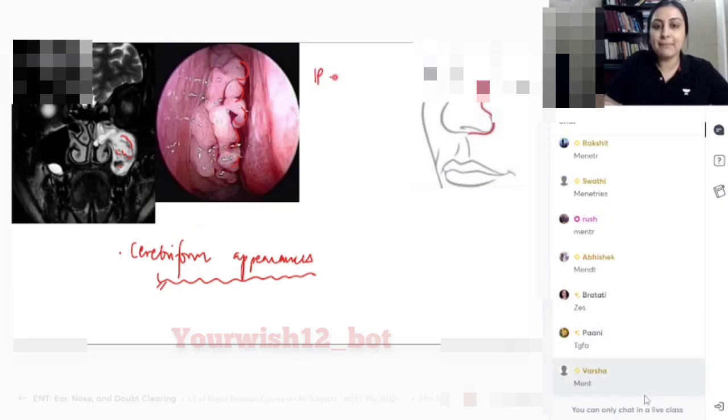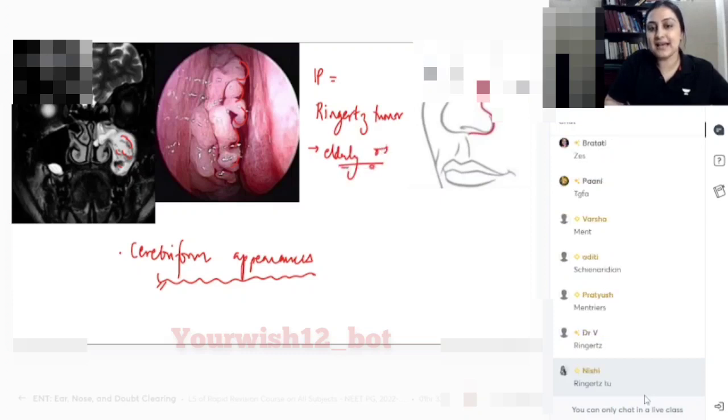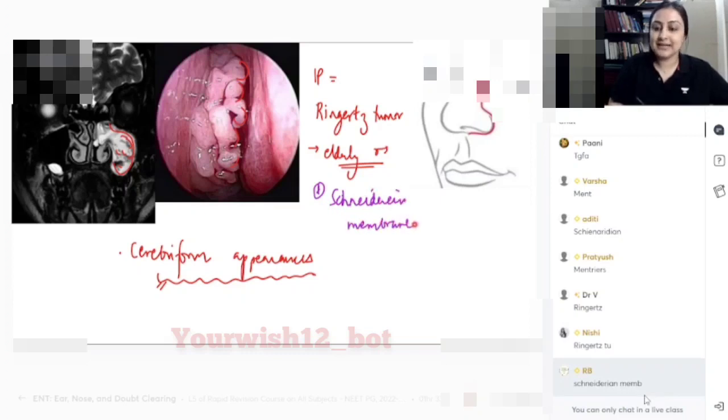This is inverted papilloma. This is also called what? This is also called Ringertz tumor. And this is something which is seen in elderly male patients, right? So looking at it you will think it could also be maxillary sinus carcinoma, but this will not invade the bone. This will have this typical cerebriform appearance, and the origin, so it arises from the Schneiderian membrane. All right, so this is where it arises from. How will we treat it? Surgery is the treatment of choice.